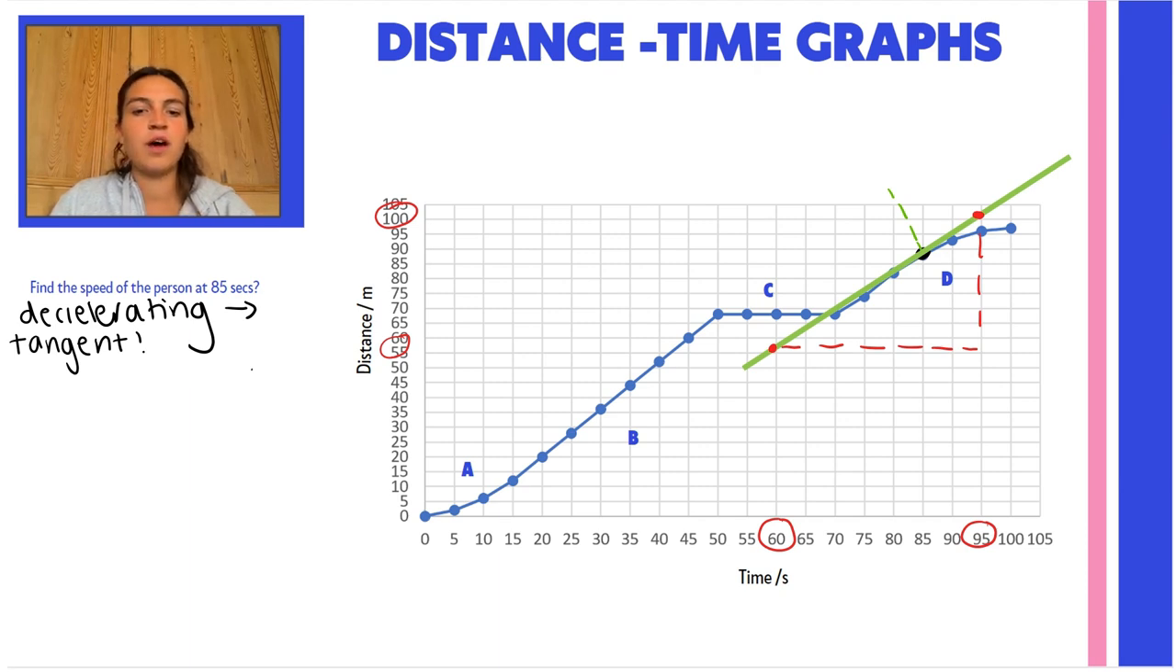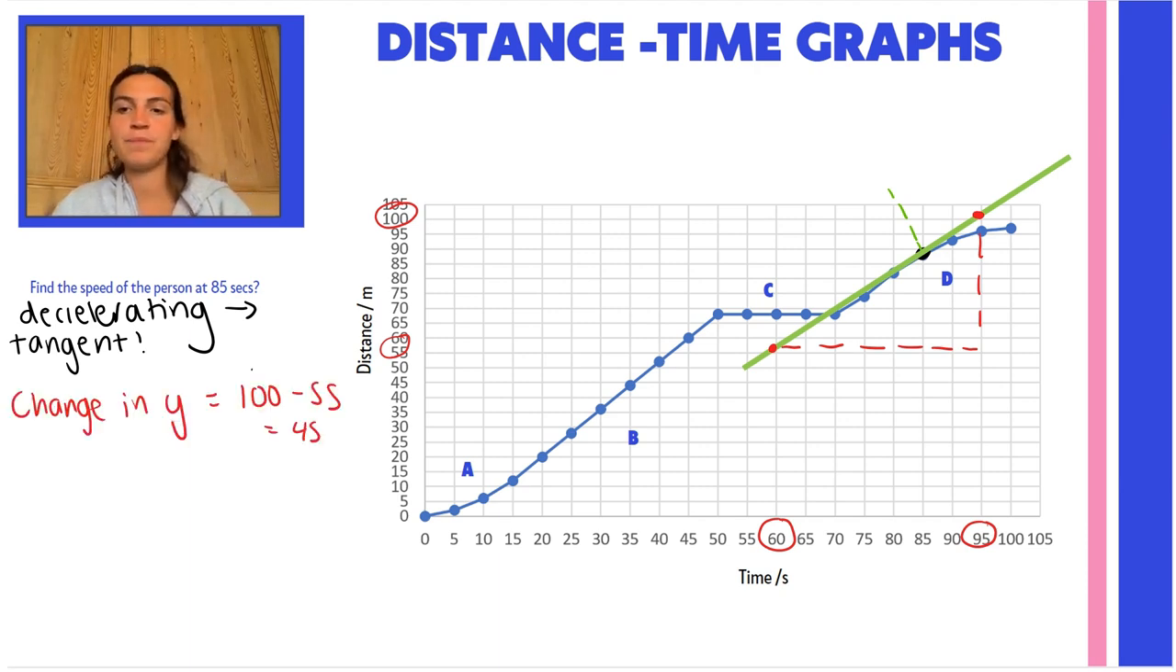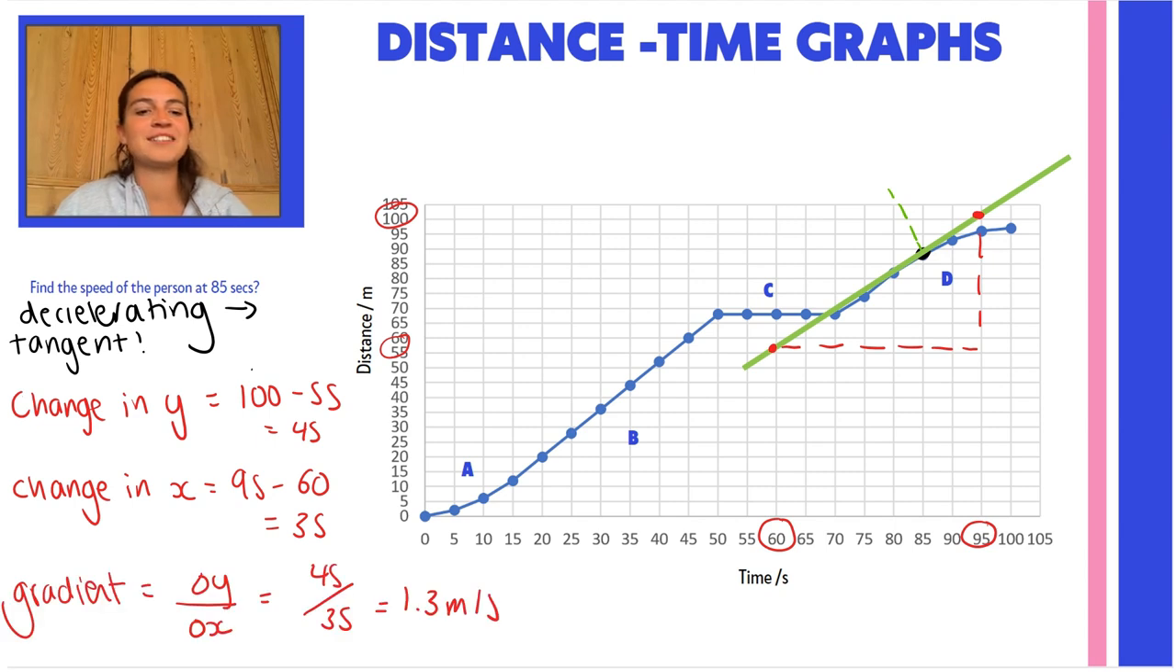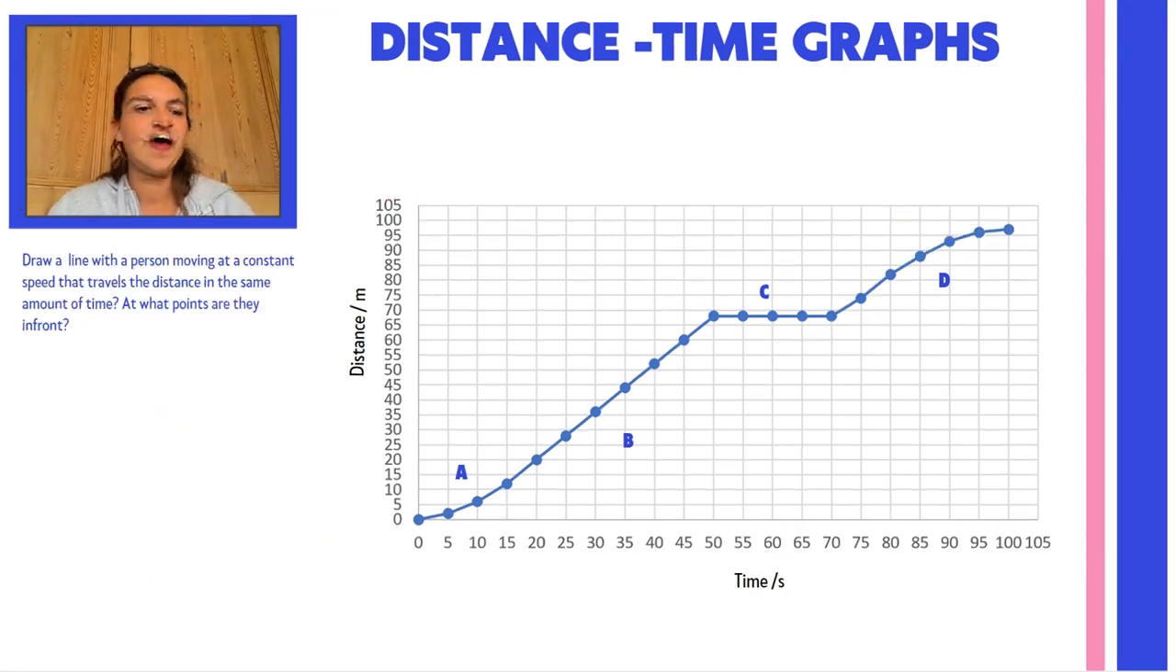Okay, now to find my change in y, I have got 100 minus 55 is 45, and then to find my change in x, I've got 95 minus 60 is 35. Then my gradient is my change in y over my change in x. 45 divided by 35 is 1.3 meters per second. Okay, draw a line with a person moving at a constant speed that travels the distance in the same amount of time.